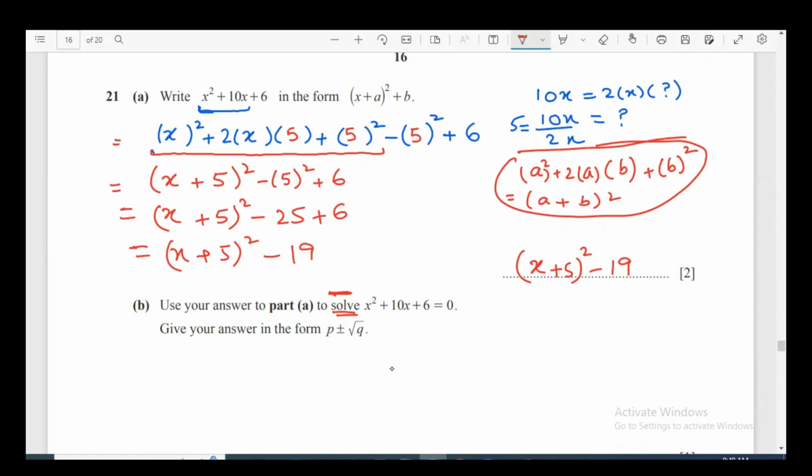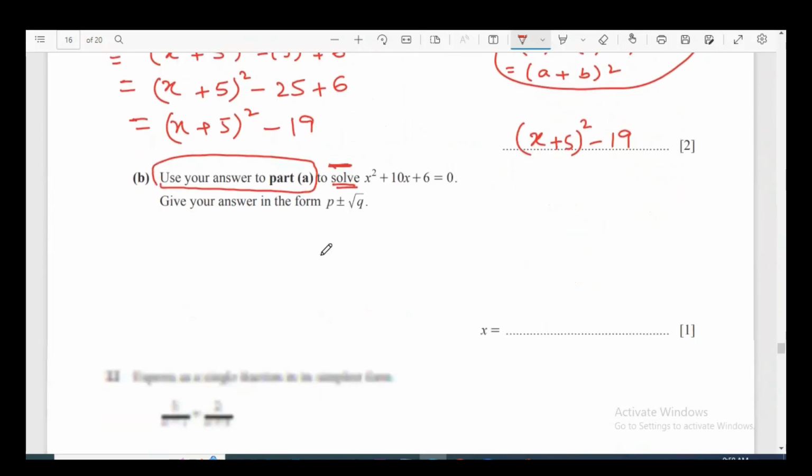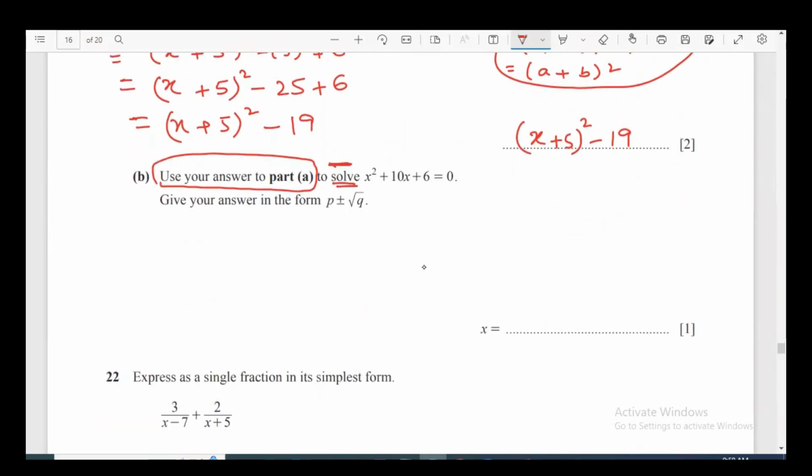You have to use the result from part A, which is x plus 5 whole square minus 19, which is equal to x square plus 10x plus 6. So in the place of x square plus 10x plus 6, I'm going to write here x plus 5 whole square minus 19 equals to 0.